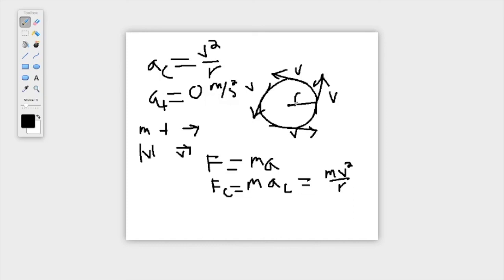Say if you go too fast, then you're just going to keep going in that same direction because of Newton's first law. Because there are no other forces, it will just keep going in the same direction. If you have too much speed, it'll break out.